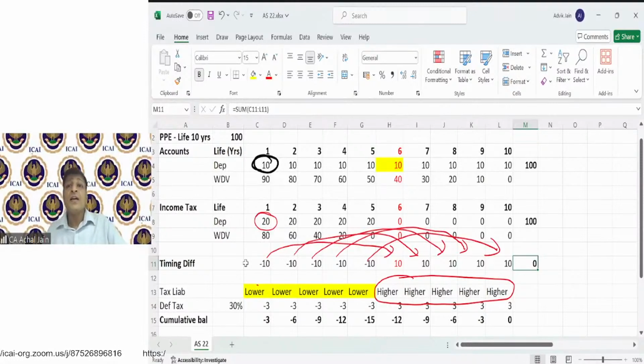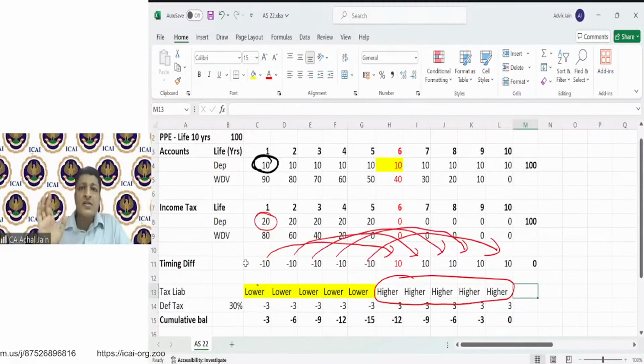So what do you say? That over the life of the asset, even though some differences are originating, they are also getting reversed during the life of the asset. And that's why these differences are termed as timing differences. And we have a very simple formula for creation of deferred tax. What is that? Whenever there is a timing difference, multiply by the tax rate and you get the deferred tax. Okay, clear on this?